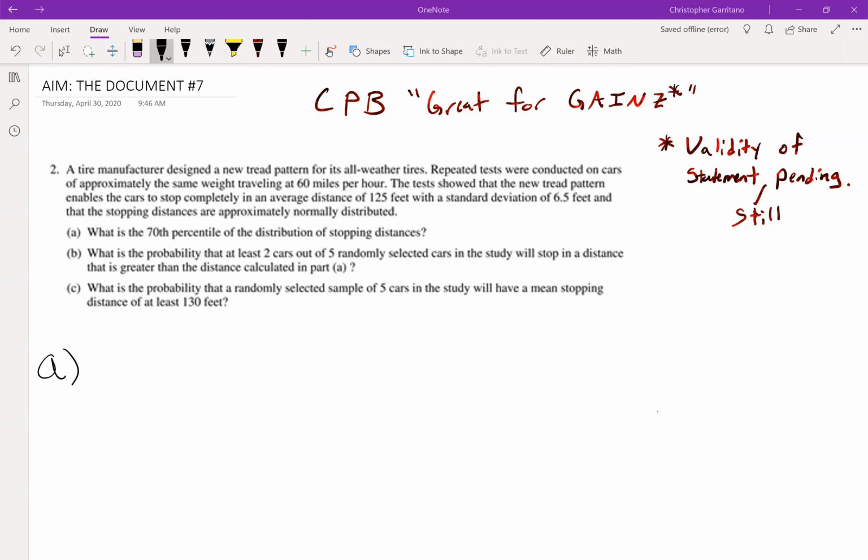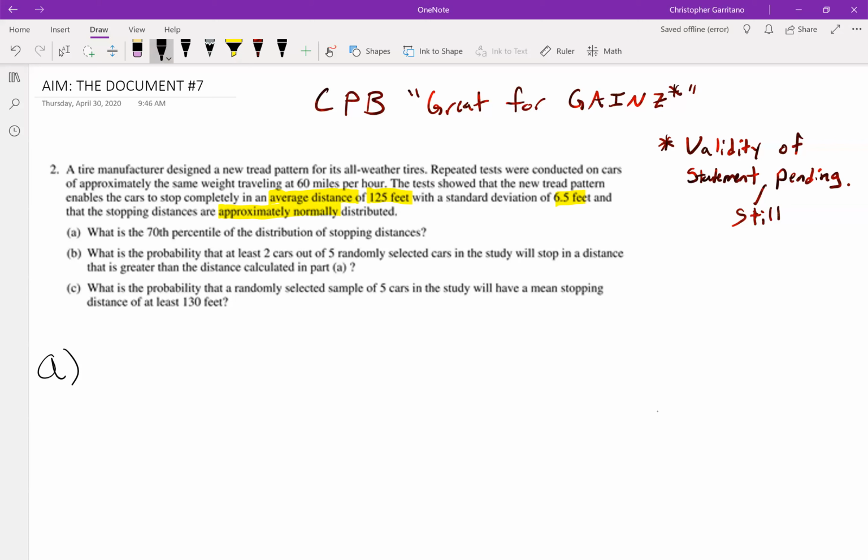So what is the 70th percentile of the distribution of stopping distances? Well, we are told that tests show that the new tread pattern enables the cars to stop completely in an average distance of 125 feet with a standard deviation of 6.5 feet. And the stopping distances were approximately normal. Wow, how nice for us.